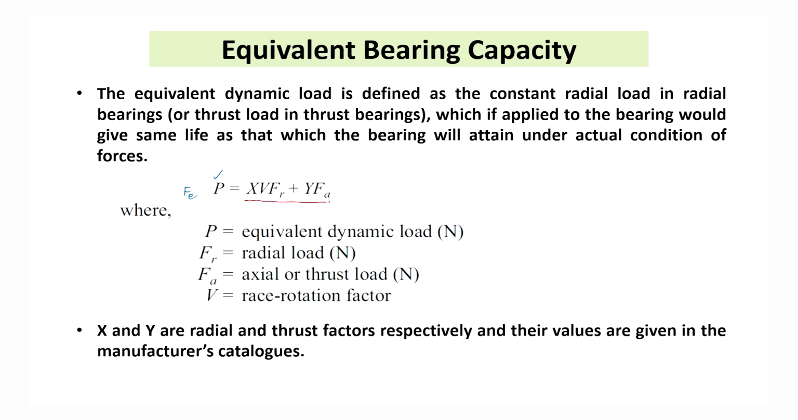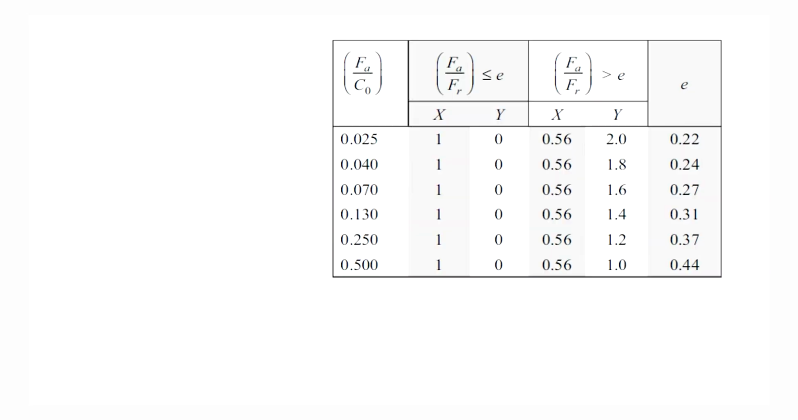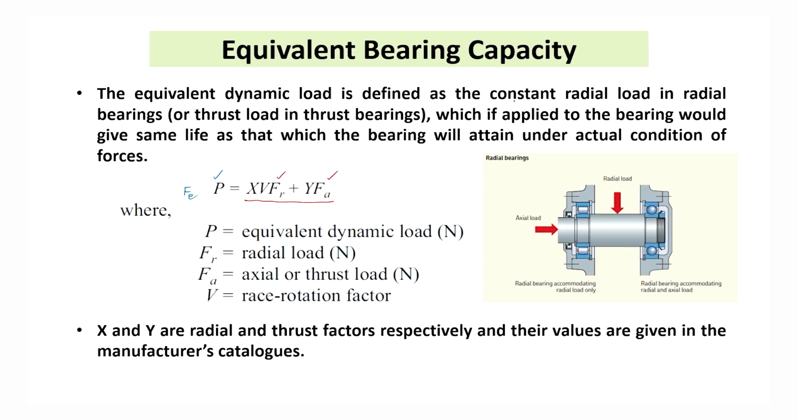P = X V Fr + Y Fa. Fr is the radial component of the force which is acting on the bearing, and Fa is the axial force component which is acting on our bearing. And V is the race rotation factor. It depends on whether the inner race is rotating or the outer race is rotating. And X and Y are determined based on this X and Y of this equation.